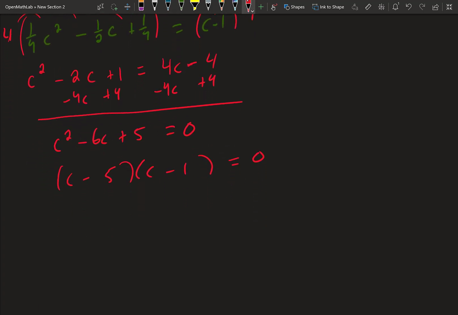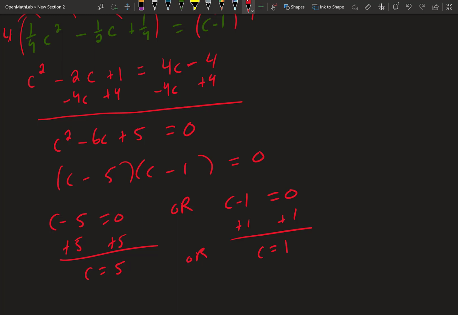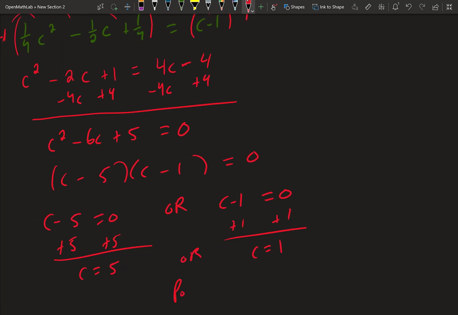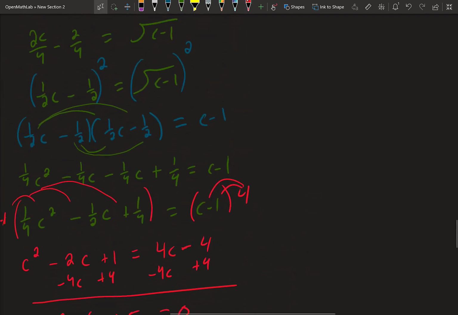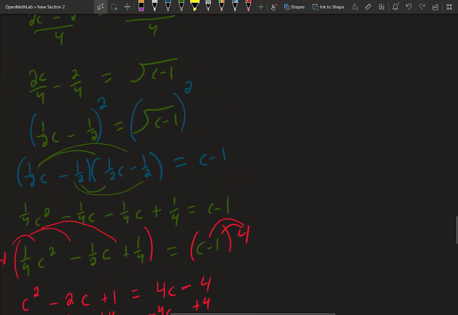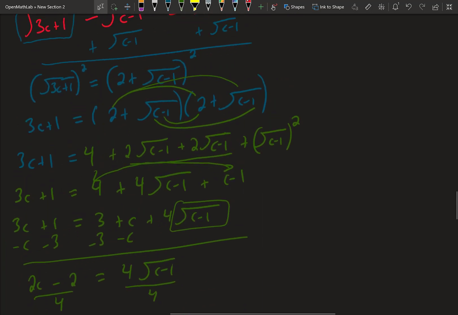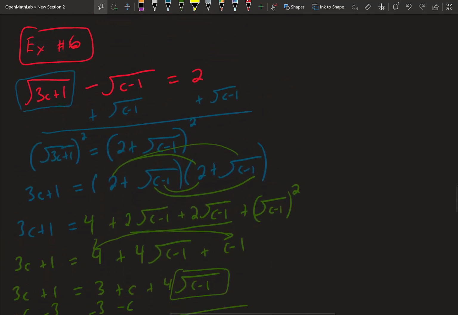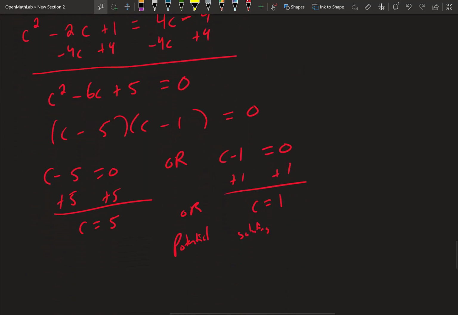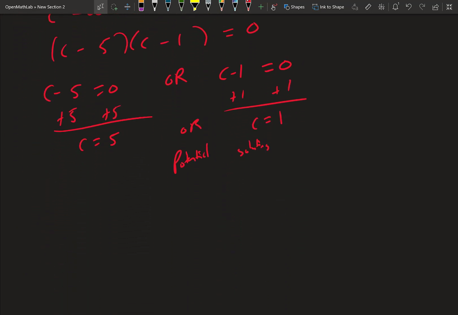So then, using the zero factor theorem, we'd have c minus 5 equals 0, or c minus 1 equals 0. So if I solve both of these, we get c equals 5, or c equals 1. Right, and remember, these are potential solutions. Because if we look up here, the powers I used were even, right? We were squaring things. So it's possible that neither of these solutions work, one of them works, or they both work, right?